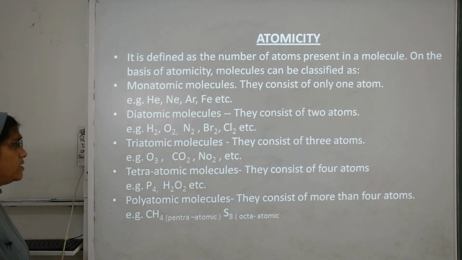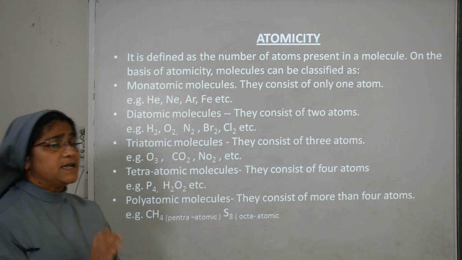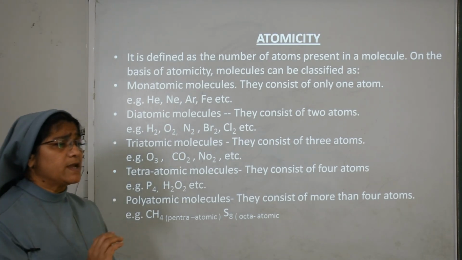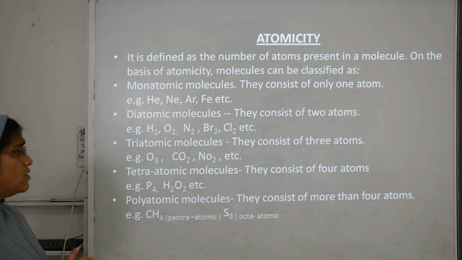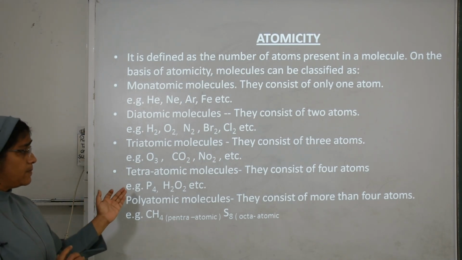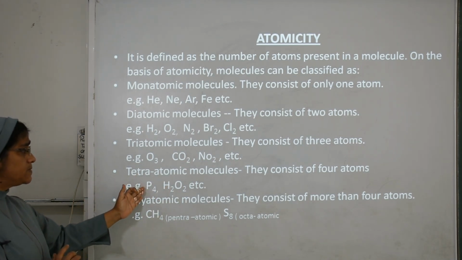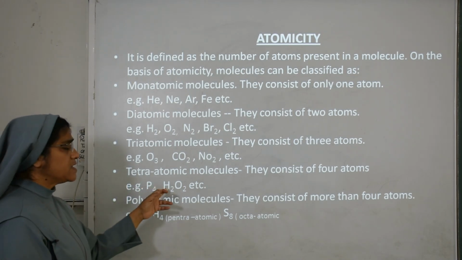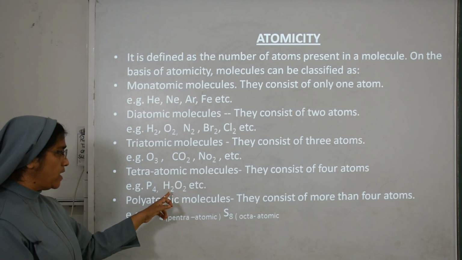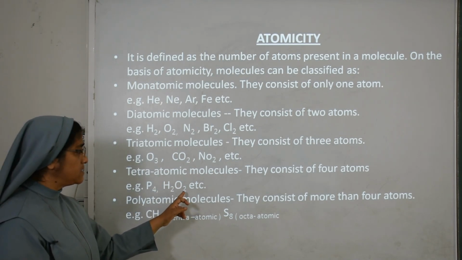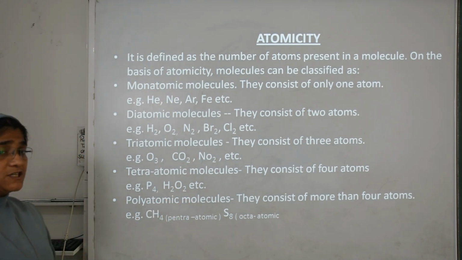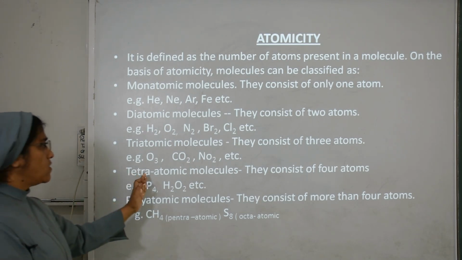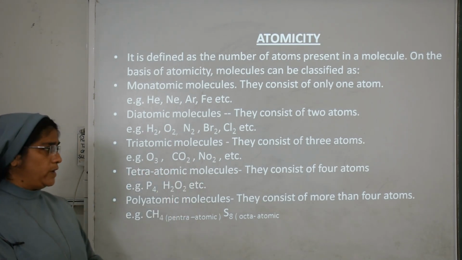3 atoms are present, so we call it a triatomic molecule. Now we will study the tetraatomic molecule. Tetraatomic molecules are made up of 4 atoms. For example, phosphorus, P4: how many atoms? 4 atoms. Hydrogen peroxide, H2O2: hydrogen has 2 atoms, oxygen 2, so the total is 4 atoms. So it is called a tetraatomic molecule.